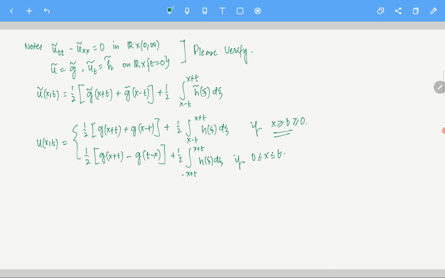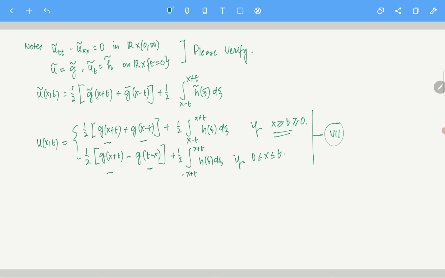So this is on a half line. If you want to do it on a half line, you use an odd reflection. Basically, let's say h is 0, and this formula is given by, let's say, 7. That 7 says that the initial displacement g gets split into two parts. One is moving to the right, and one is moving to the left. This is moving with speed 1.